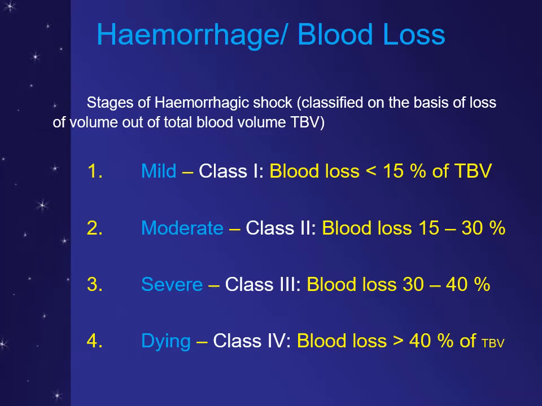So in mild hemorrhage or in class 1 hemorrhage, the victim or the patient has lost a blood volume which is less than 15% of the total blood volume. Here TBV stands for total blood volume. In class 2 bleeding or in moderate bleeding, blood loss is about 15 to 30% of the total blood volume. In class 3, blood loss is about 30 to 40% of the total blood volume. In class 4, where a patient is supposed to be in dying hemorrhagic shock, blood loss is more than 40% of the total blood volume.